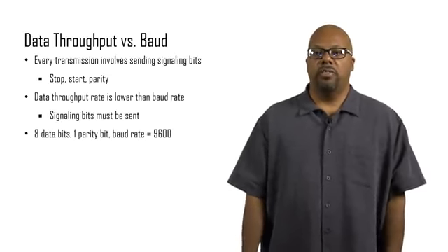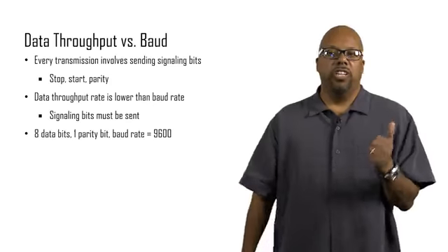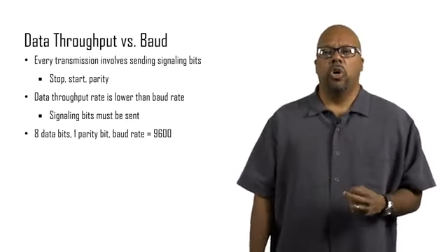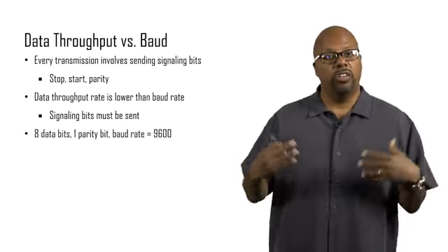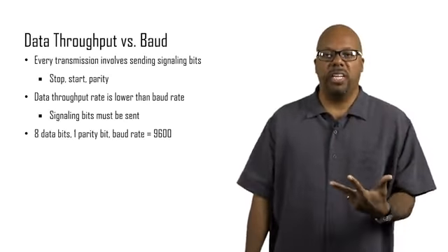So these signaling bits have to be sent. So let's imagine an example where you're sending 8 data bits, you're sending 1 parity bit, and 1 stop bit and start bit, let's say. So you're sending 8 data bits, but there are 11 actual bits that you have to send in order to send the 8, right? Because you got to send the start bit, the parity bit, and the stop bit.